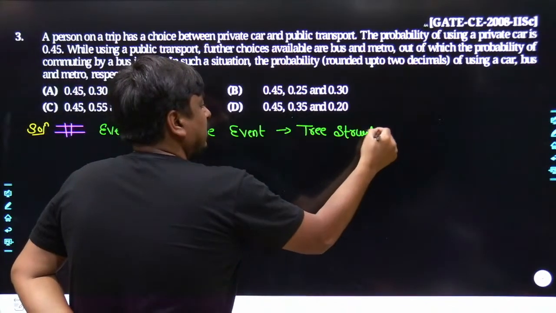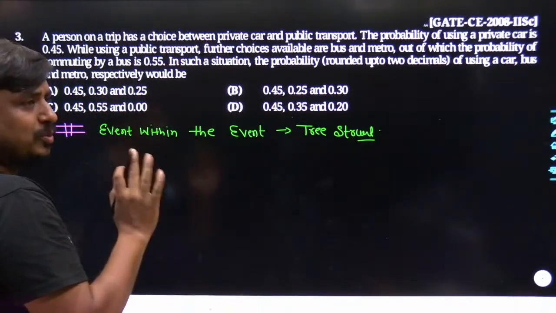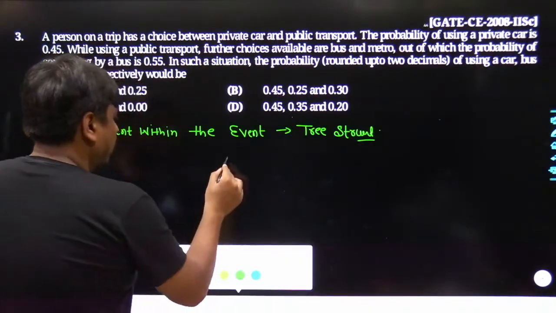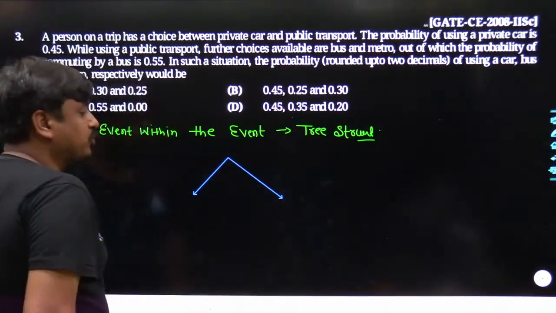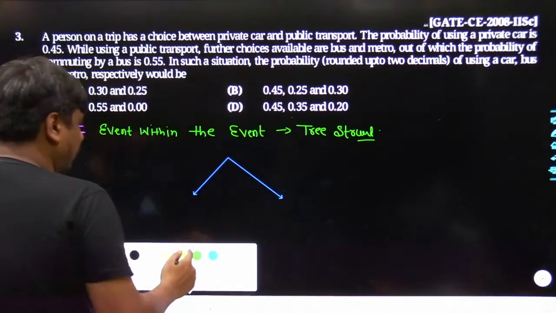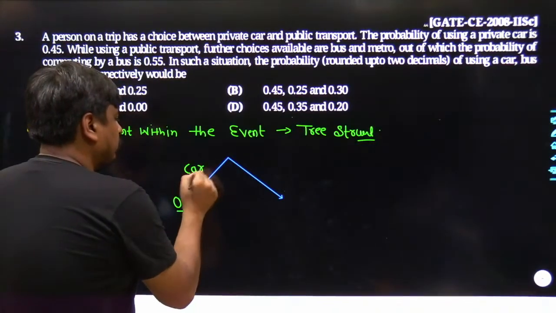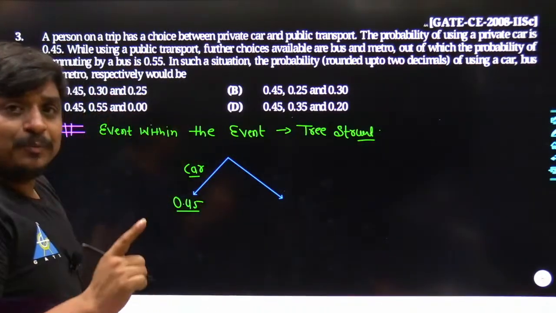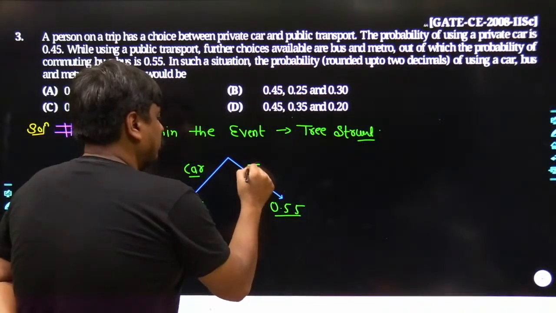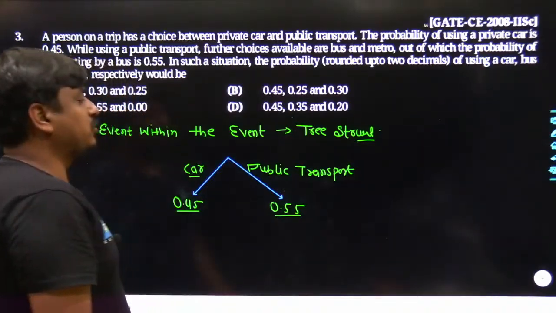What does it mean by the tree structure? It would have n number of branches, and each individual branch may have n number of sub branches. Once you see this problem, one thing is quite sure. The person wanting to commute has two different opportunities. What are they? Either the person can move through the car, or he can move through the public transport. Here it has been clearly written that the probability of using a private car is 0.45. So the probability that he would be commuting through the car is 0.45 or 45%. Similarly, if 45% is the chance that he would be moving through the car, then the remaining 55% of the time he might be moving through the public transport.